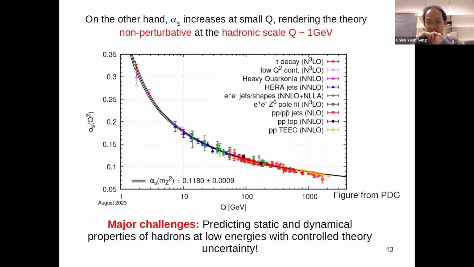Therefore, now we have the challenge. We have a fundamental theory known as quantum chromodynamics. It's based on quarks and gluons, but we are unable to compute the consequences of this theory at low energy, which we need to describe the properties of hadrons. Therefore, the major challenge is: how do we predict static and dynamical properties of hadrons at low energies with controlled theoretical uncertainty? So it seems to be difficult to do it directly using QCD.